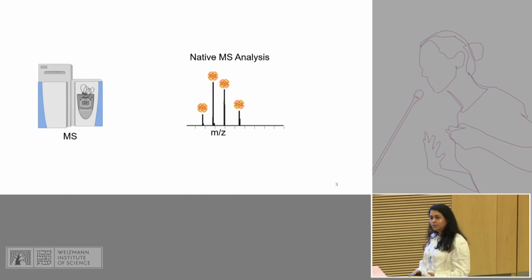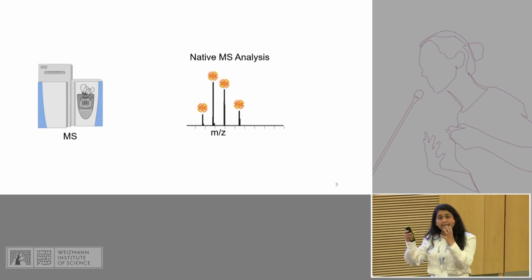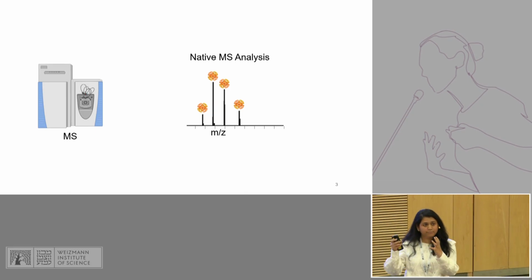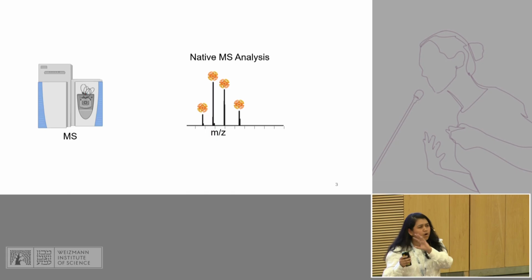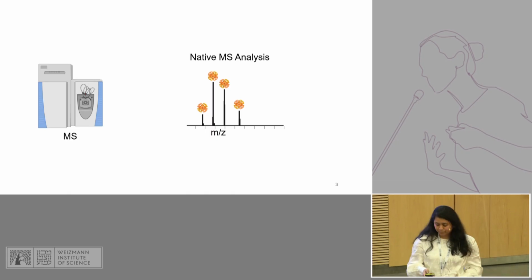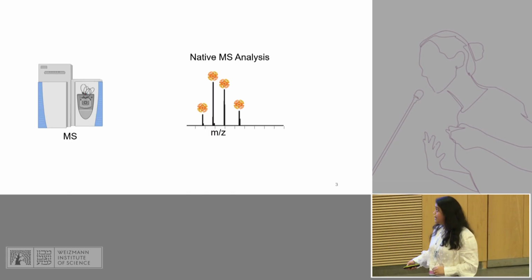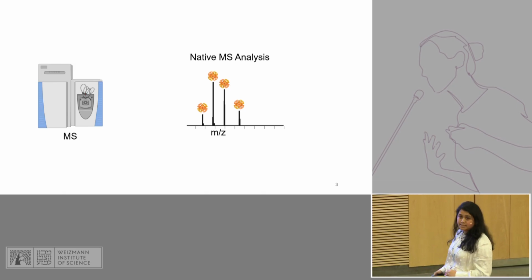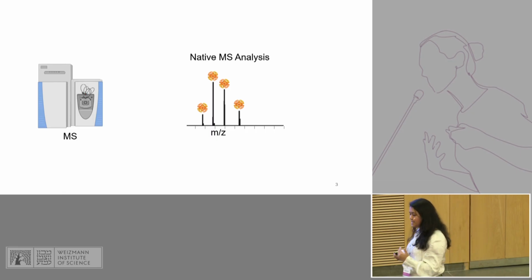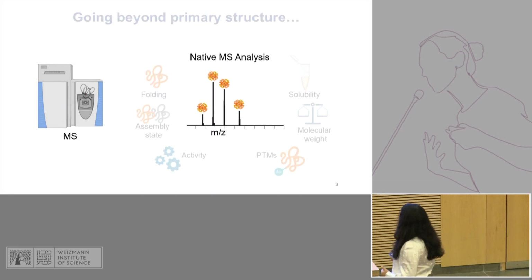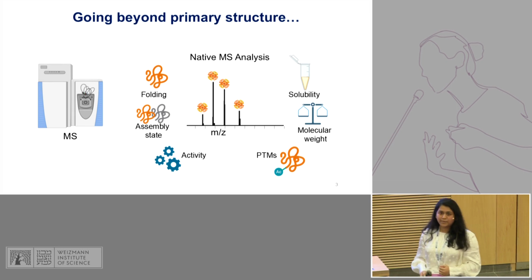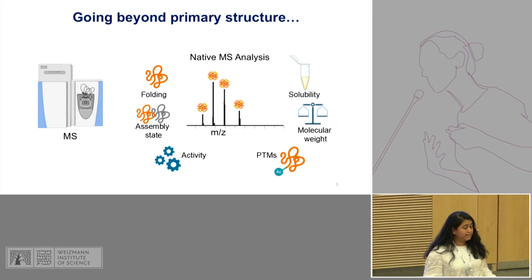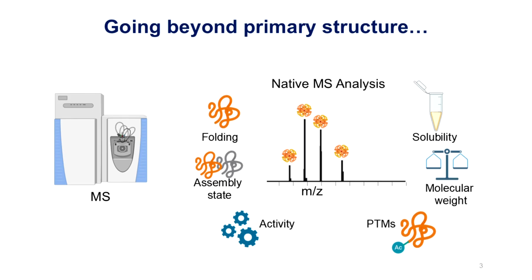What we do is first ionize the intact native protein complex, maintaining all its weak interactions and giving it charges. Then we separate the ions by their mass-to-charge (m/z) ratio, and then we detect them and identify the entire protein complex. As a result, we immediately know about their molecular weight, folding, solubility, assembly, and many more things.